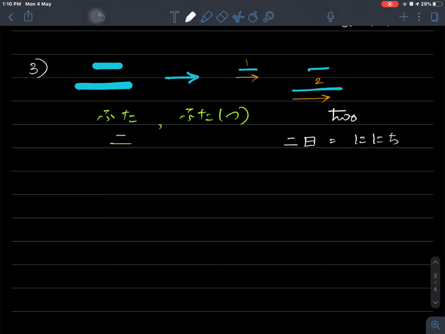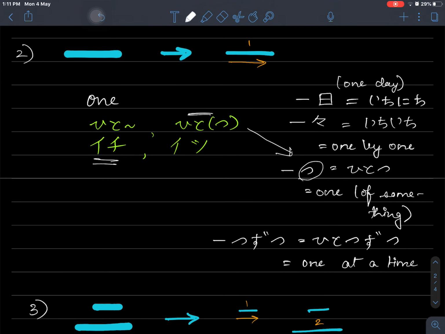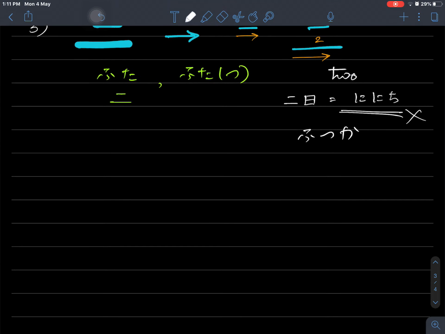This is one reading, Ninichi. But usually this is not used. Usually people will read it as Futsuka. So this is kind of an exception. So Ninichi would be what we would think is the way of writing it, because just above for Ichinichi, that's how we did it. Ichinichi, one day, that's how we are going to do it.